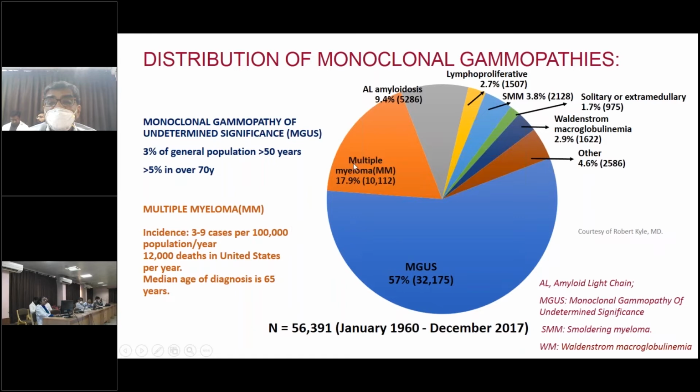The next most common one was myeloma, with an incidence of 3 to 9 cases per 100,000 population per year, immediately followed by AL amyloidosis, then the lymphoproliferative disorders, which can be due to the less common B-cell clone, followed by SMM or smoldering myeloma, and then by Waldenstrom's macroglobulinemia.